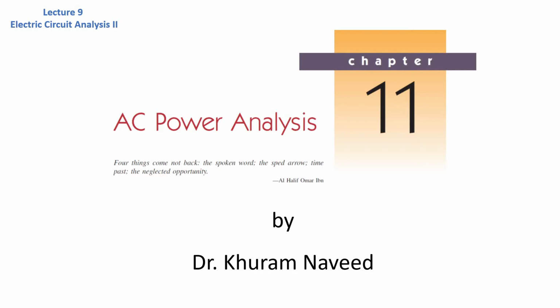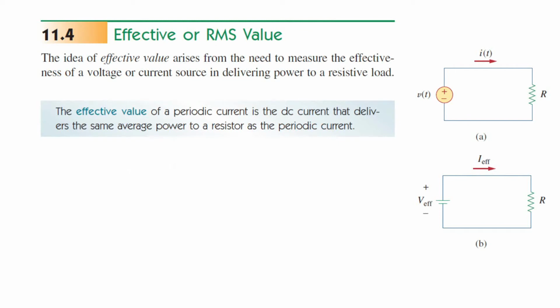So in this lecture we will continue to talk about AC power analysis. Particularly, we will talk about effective or RMS value of AC current and voltage. The main idea of effective value is that we want to measure the effectiveness of a voltage or current source in delivering power to a resistive load. Basically, we want to measure the effectiveness of the AC source in terms of its DC equivalent.